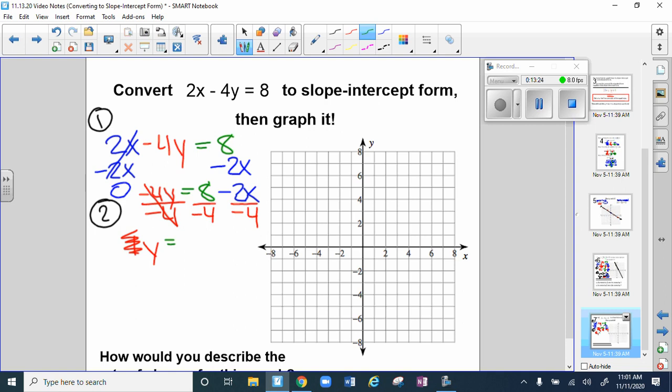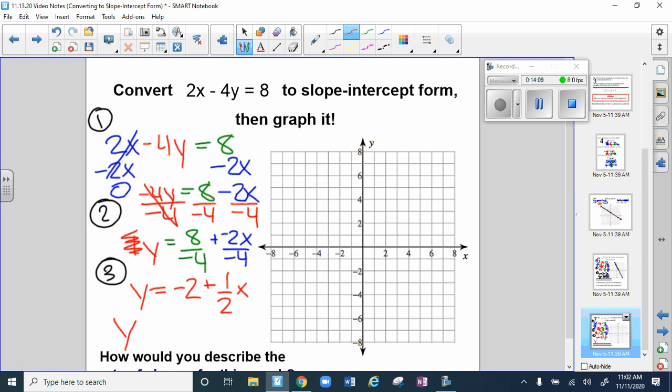And that is equal to 8 divided by negative 4 minus 2x divided by negative 4. I could also write that as plus negative 2x over negative 4, since subtraction is the same as adding a negative. And then my last step is to simplify those fractions, finish the division. So I'm left with y equals 8 divided by negative 4 is a negative 2, plus negative 2 divided by negative 4 is 1/2 x. So I have y equals negative 2 plus 1/2 x. And I could also write that as y equals 1/2 x minus 2, either way.